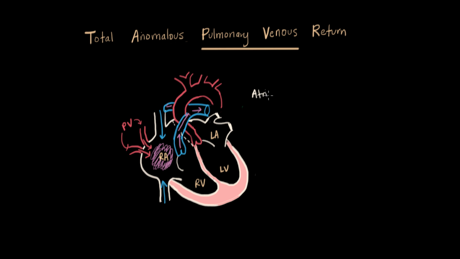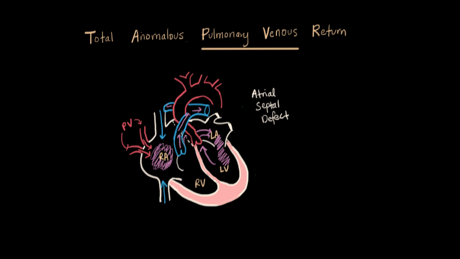Atrial septal defect, septal being the wall between them. So thankfully we have a hole between the left and right atria here, a little hole, so that our purple blood can go this way, and the left atrium will be filled from the right side with purple blood. And now this purple blood can then go into the left ventricle and out through the aorta into the body.